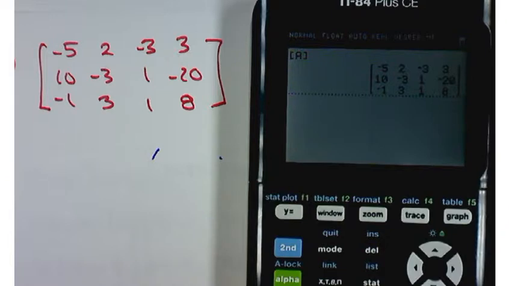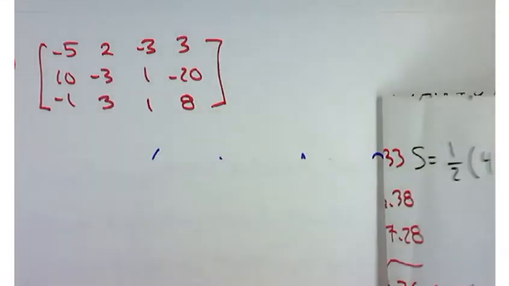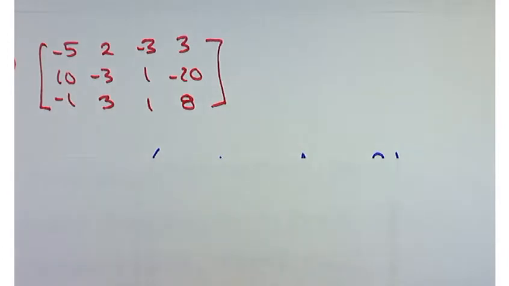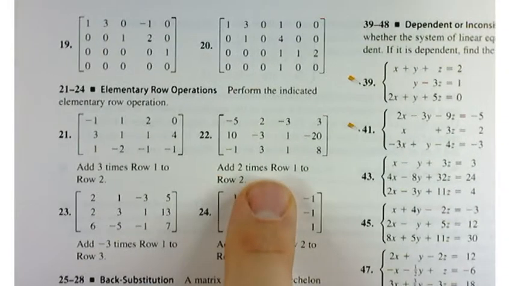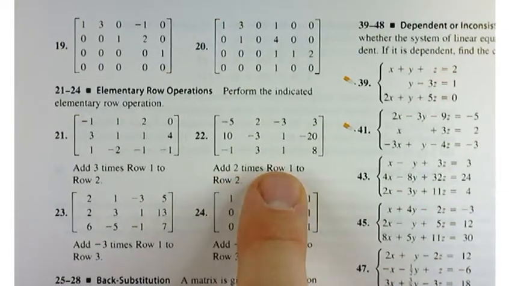Now what we're going to do is manipulate this matrix to try and get it in row-echelon form. We're going to go a little bit farther than what the book says. The book says, let's see, problem 22, let me get back to that. I think they just asked you to multiply row 1 by 2 and add it to row 2. So here's that. We're going to take 2 times row 1 and add it to row 2.